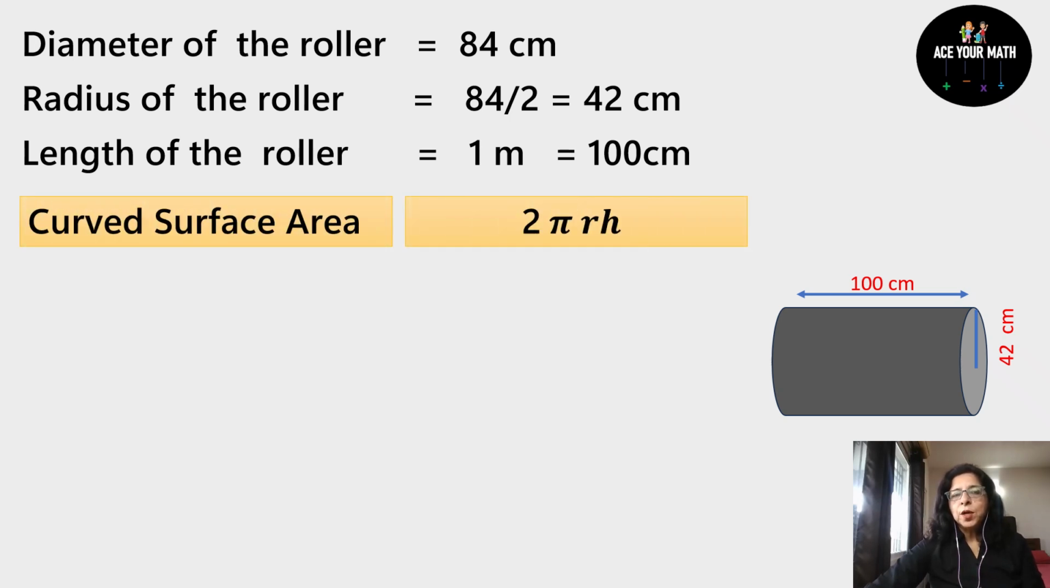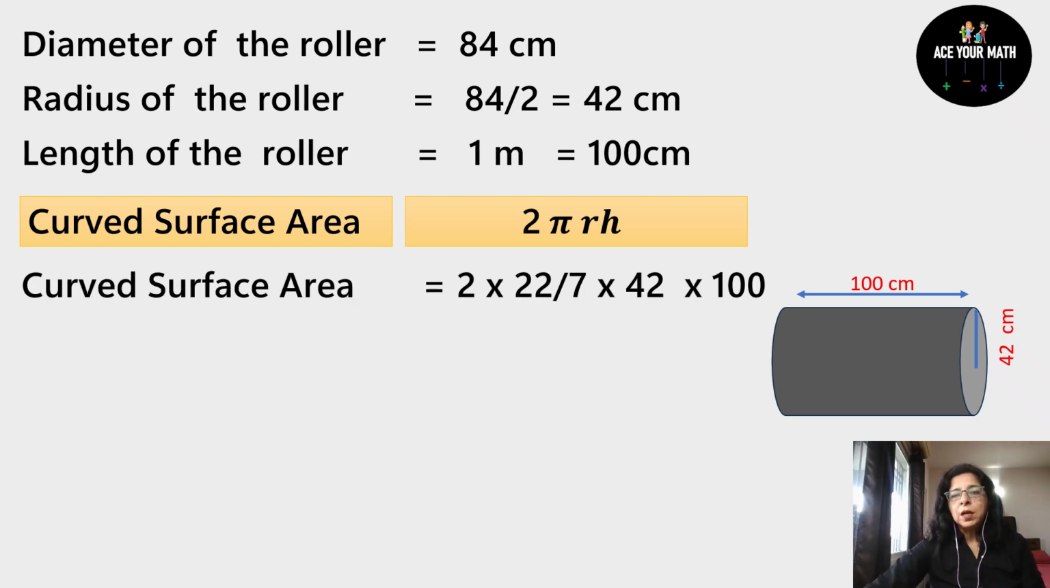Now we are calculating only the curved surface area because when the road roller moves, only the curved part of the road roller will touch the ground, or will touch the road. So that is why you will take 2 pi rh. Now put down the values here. See, 2 as it is. Pi you can take 22 by 7 or 3.14. Radius is 42. Height is 100. When you calculate, your answer will come in centimeter square. It is 26400 centimeter square. So this is the area covered by the road roller in one revolution.